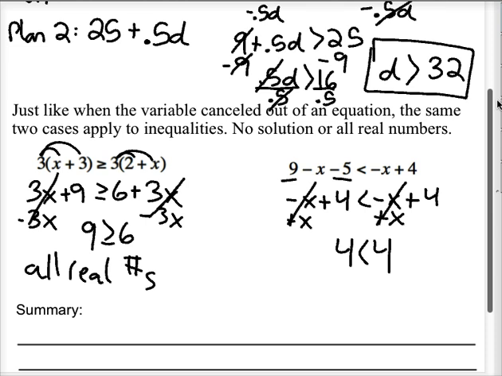Now, this is a tricky one. I want you to really think about this. Is 4 less than 4? And the answer is no. No, it's not. Okay, 4 is equal to 4, but a number can't be less than itself. So this is an instance where you're left with something that is not true. You're left with something that's nonsense. So this is going to be a no solution case. Okay, there is no x that will make that inequality true. It will never, ever be true.